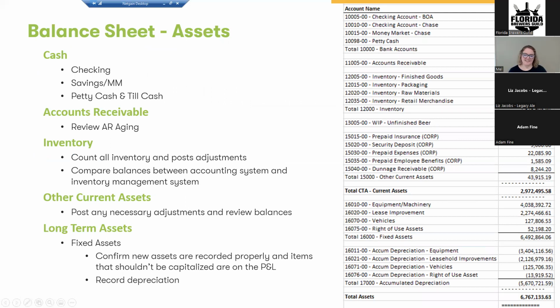Okay, let's take a deeper dive into balance sheets. So this is where most of the work takes place. This is the bulk, after you do those closeout tasks. So after you get all the transactions entered, this is where the real, true work takes place.